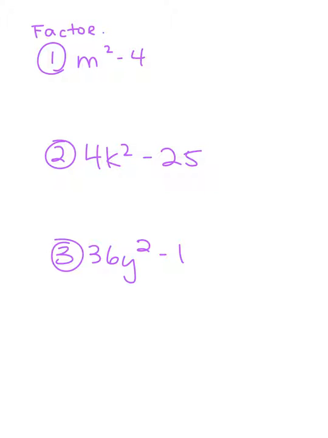Now we're going to factor, and number 1, the first thing we're always going to look for, again, is our greatest common factor, which we don't have. And so we have m squared minus 4. So m squared is a perfect square, and 4 is a perfect square. So I can set up my two binomials.